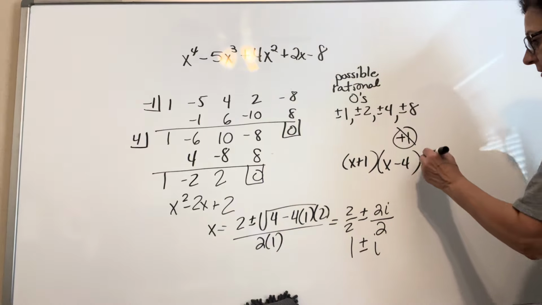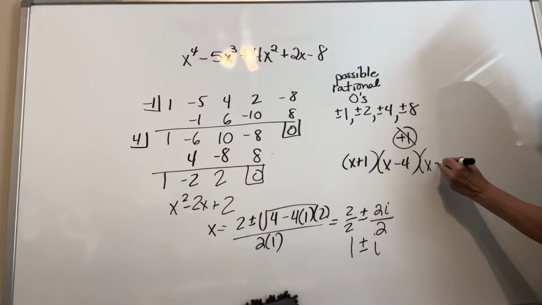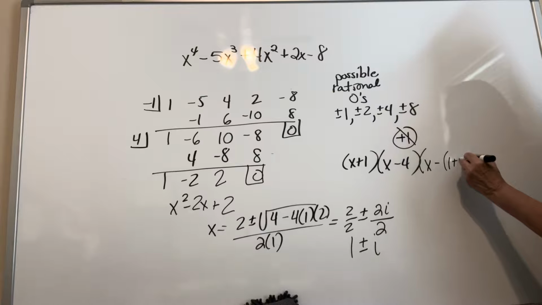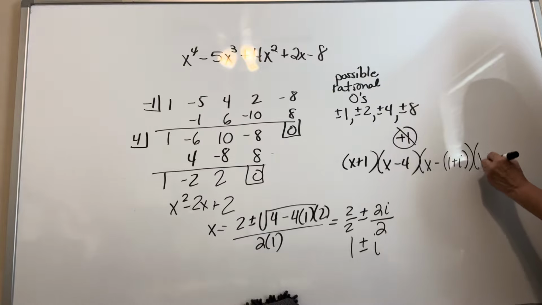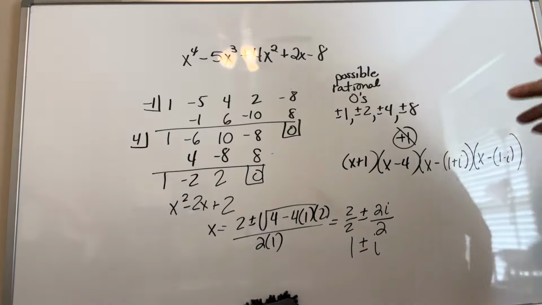All right, so here are my factors. It's going to be x minus 1 plus i times x minus 1 minus i. All right?